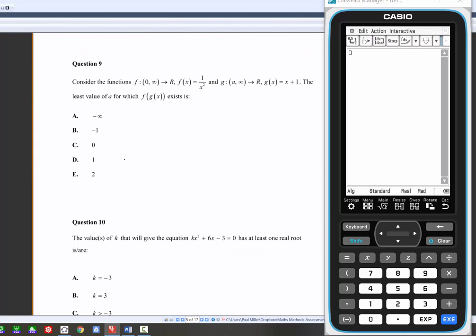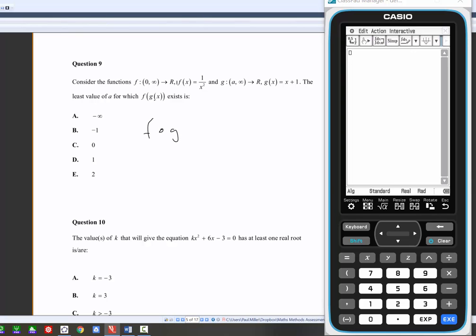Okay, what's this one? Okay, what we've got here is two functions. These are pretty tricky, these ones. So what we want to do is do this composition. So we're doing f compose g.